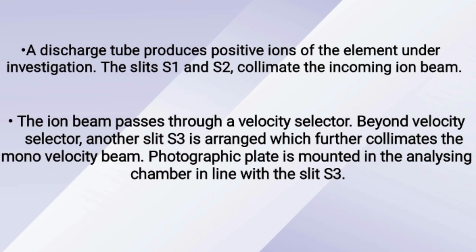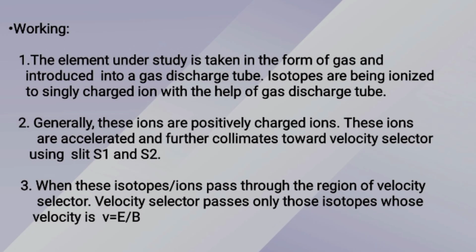A discharge tube produces positive ions of the element under investigation. The slits S1 and S2 collimate the incoming ion beam. The ion beam passes through a velocity selector. Beyond the velocity selector, another slit S3 is arranged, which further collimates the monovelocity beam. A photographic plate is mounted in the analyzing chamber in line with the slit S3.